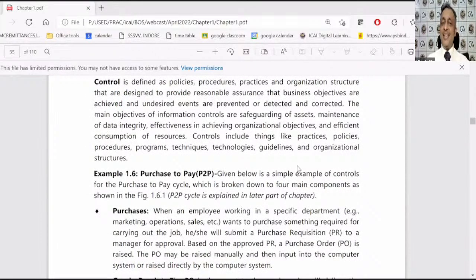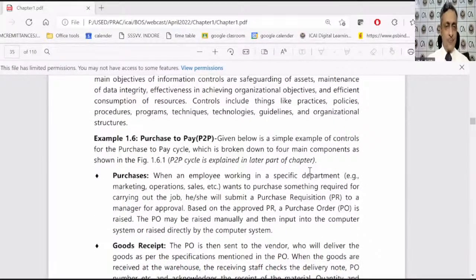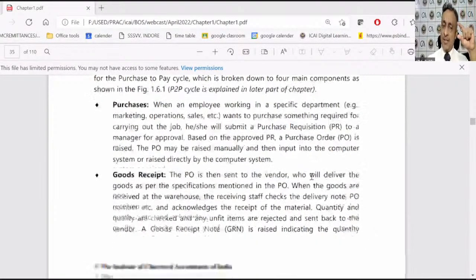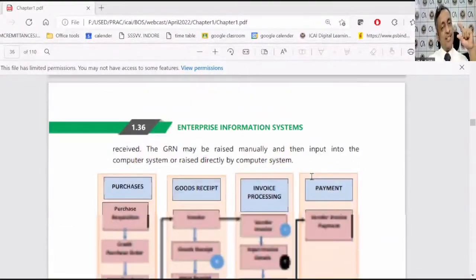Now, examples on controls. So I'm taking from the module. One is purchase to pay. Now, procure to pay we have talked about earlier also. It comes again and it is going to come in later chapters also. So, given below is a simple example of controls for the purchase to pay cycle, which is broken into 4 main components. Controls at the time of purchase, at the time of goods received.